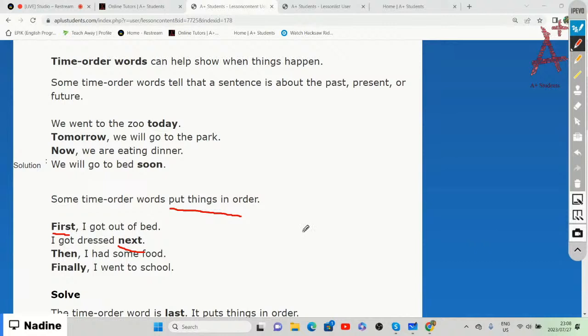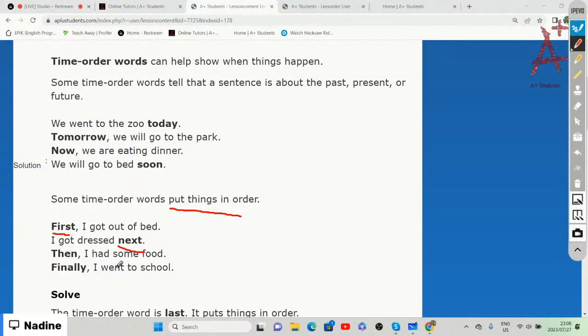So first they get up, then they get dressed, then they have some food, and then they go off to school, right? So these are some of the time order words that are put in order. So we can't just say I got dressed and then I got out of bed and then I went to school and then I had some food, right?